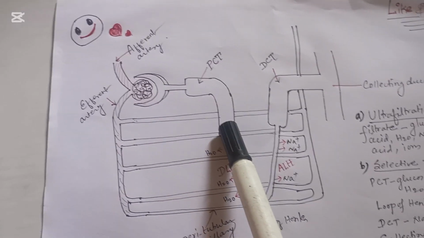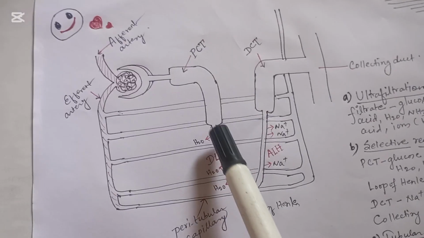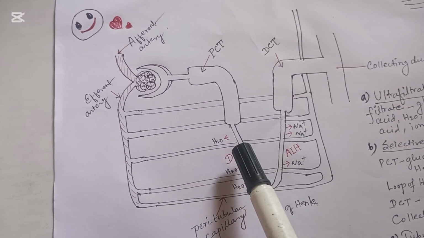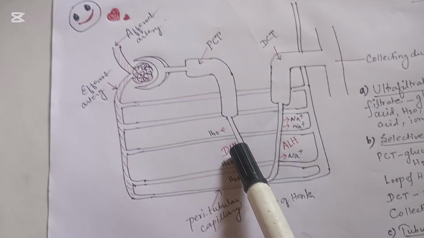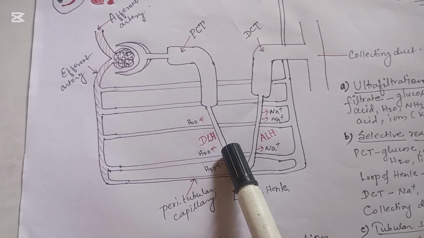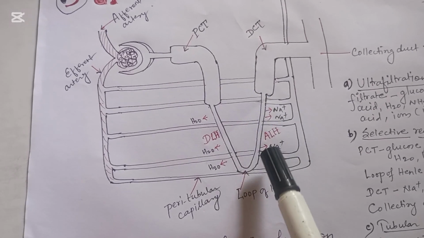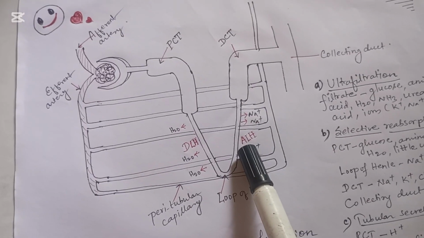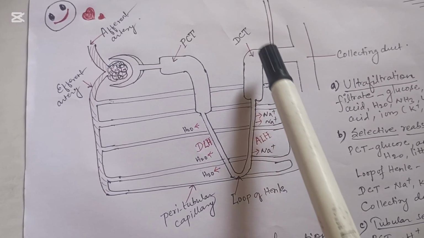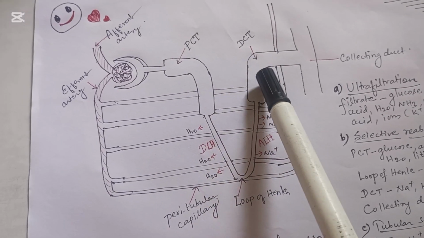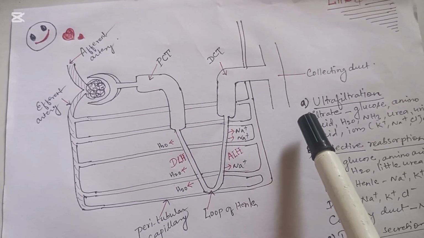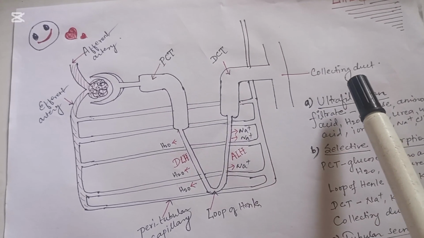This part is known as the proximal convoluted tubule. This part is known as the loop of Henle, which has further two parts. This elongated tubular structure is known as the descending loop of Henle, and this one is known as the ascending loop of Henle. Likewise, the last structure of the nephron is known as the distal convoluted tubule, further followed by a broader duct known as the collecting duct.